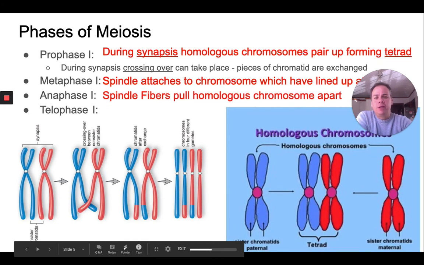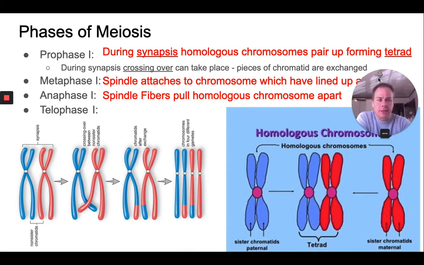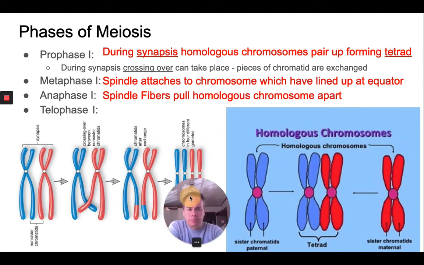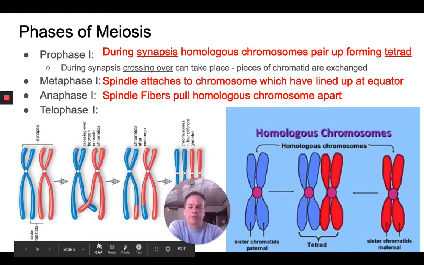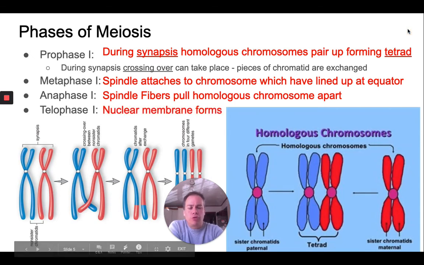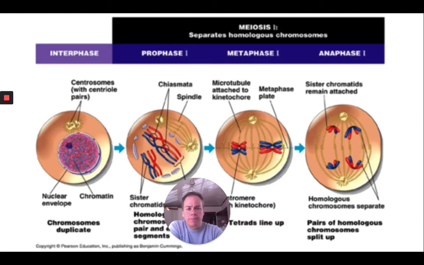Technical difficulty there. So after the spindle fiber attaches to each of the homologous chromosomes, they get pulled apart from each other. They head towards opposite ends of the cell. And then eventually the cell splits in two during telophase. A new nuclear membrane forms around each set of chromosomes.